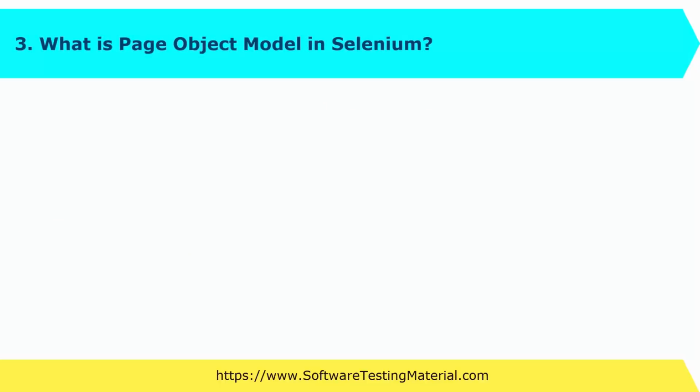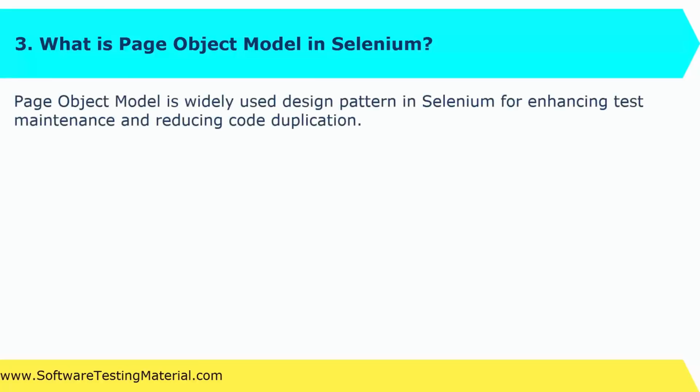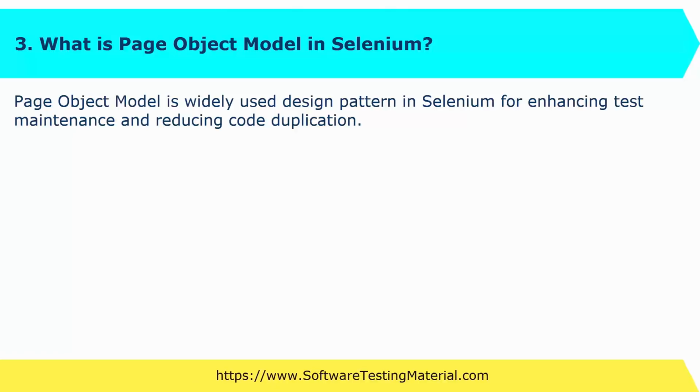What is page object model in Selenium? Page object model is a design pattern which has become popular in Selenium test automation. It is a widely used design pattern in Selenium for enhancing test maintenance and reducing code duplication. Page object model can be used in any kind of framework such as modular, data driven, keyword driven, hybrid framework.